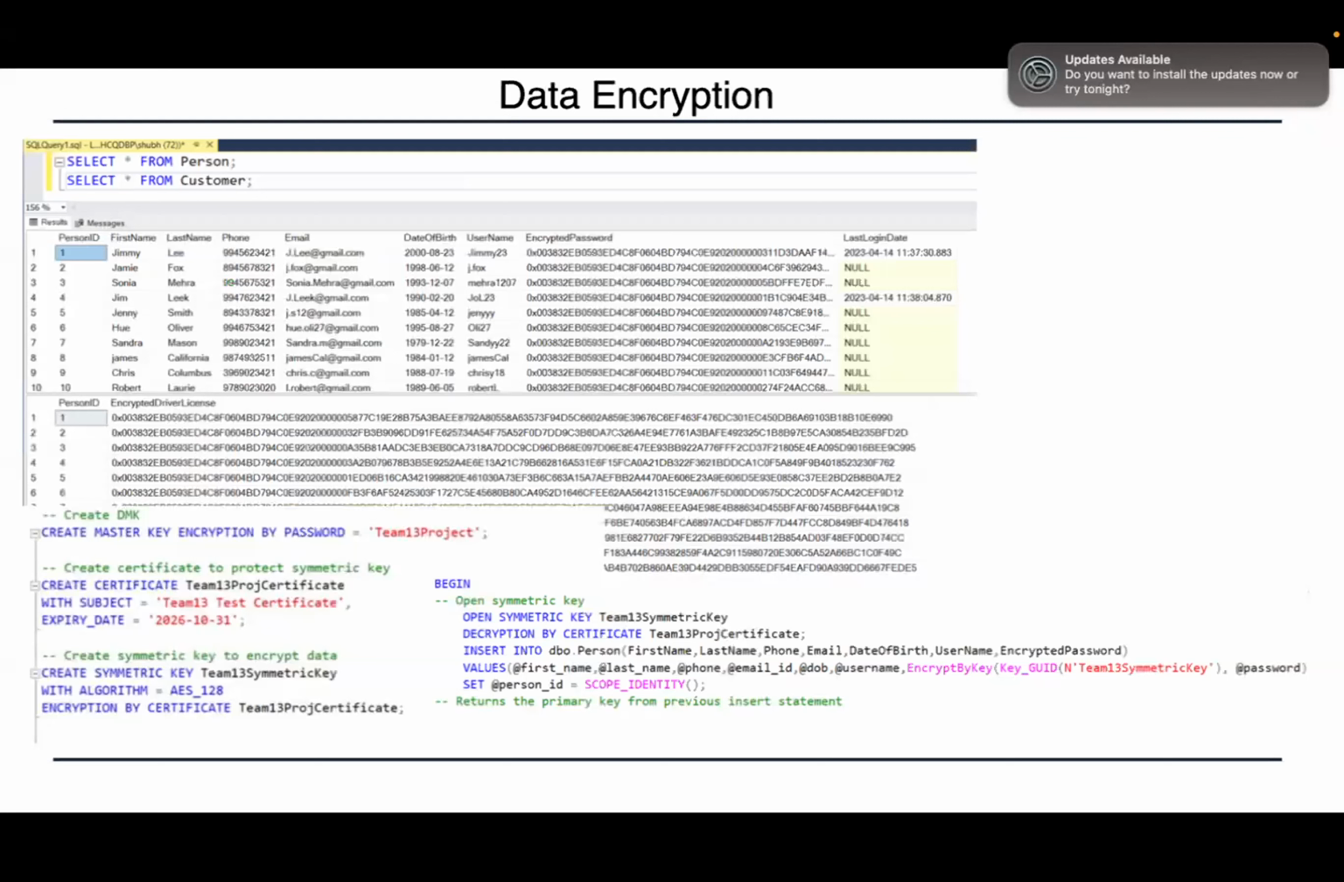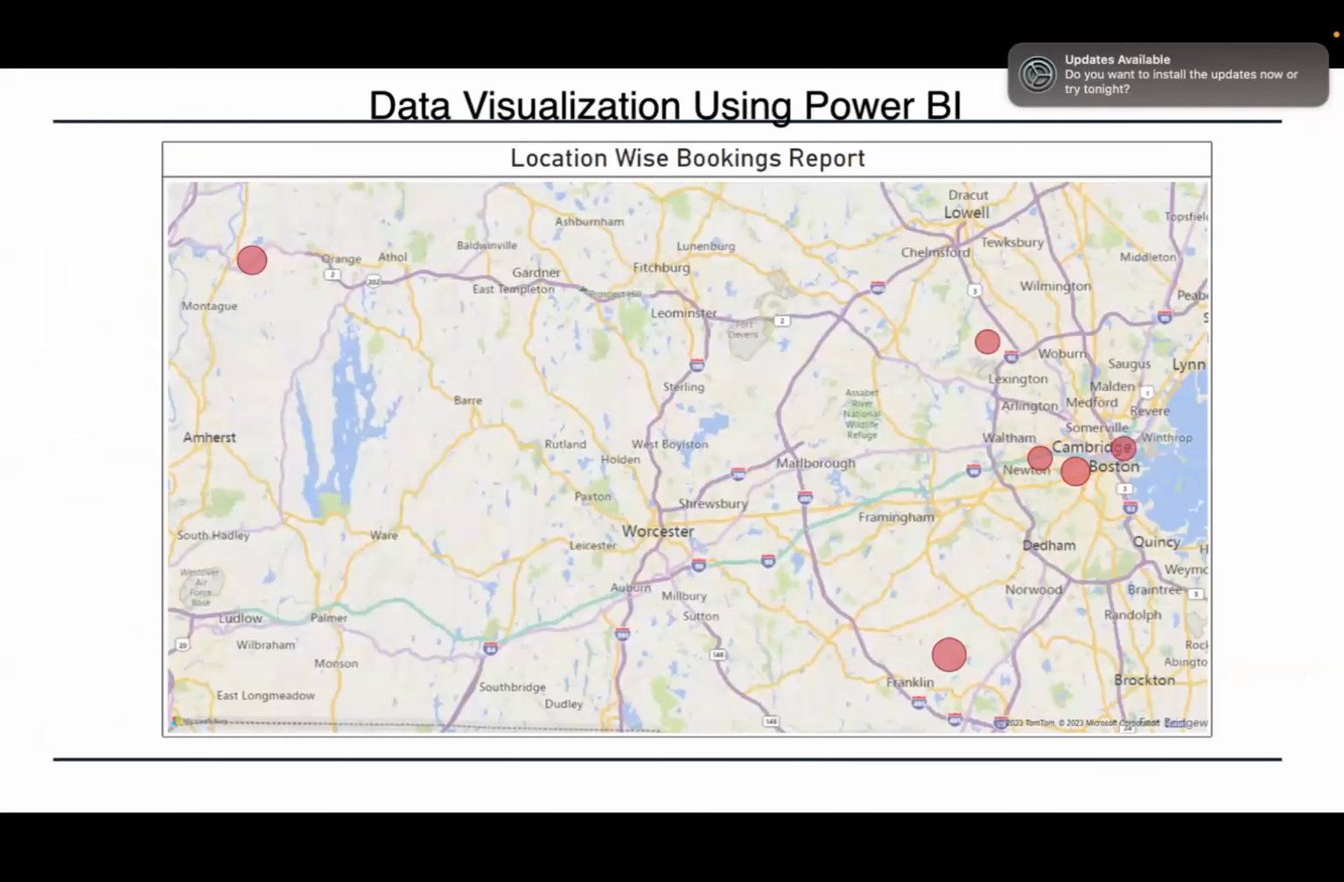Okay. So you can see we have done data encryption using symmetric key. We have encrypted two important columns, which is password and driver's license, as we believe those are some user critical information. Next slide, please. We have used Power BI for data visualization.